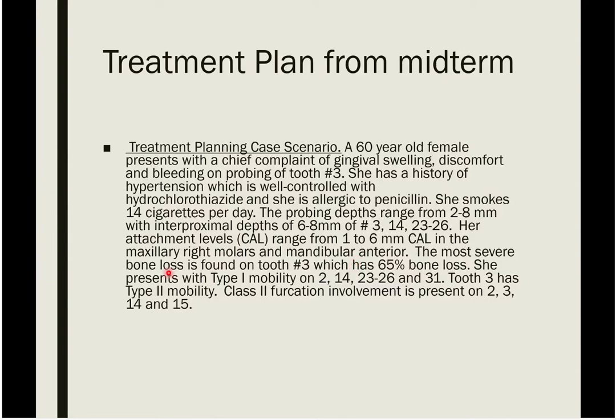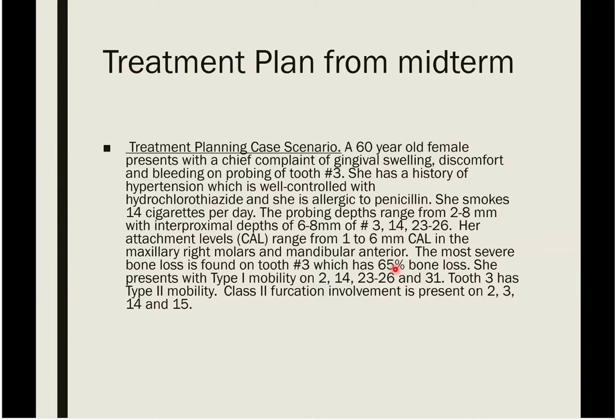So the most severe bone loss was on tooth number 3, which had 65% bone loss. Mobility was present on teeth 2, 4, 23 through 26, and 31, which was type 1. Tooth number 3 had type 2 mobility, and there was grade 2 furcation involvement on 2, 3, 14, and 15. So the first part of this question was asking the diagnosis. And I'm hopeful that, since you have to base the diagnosis on the most severe area, you can see that there's 6 millimeters clinical attachment loss.